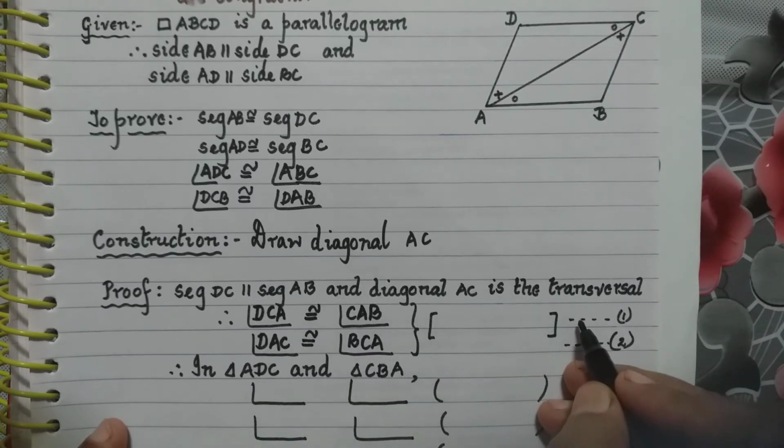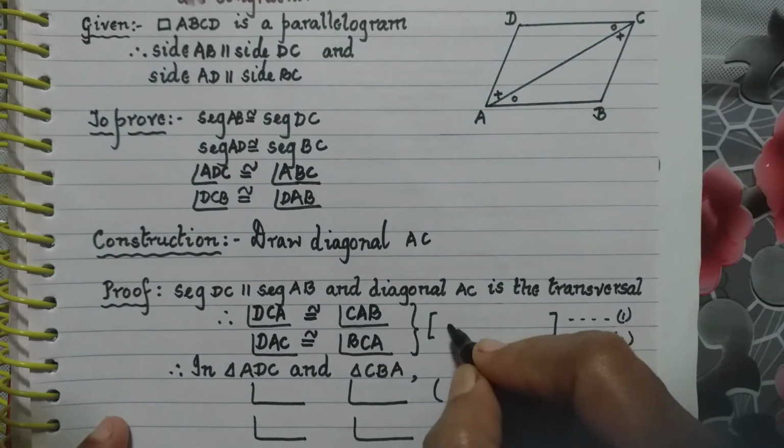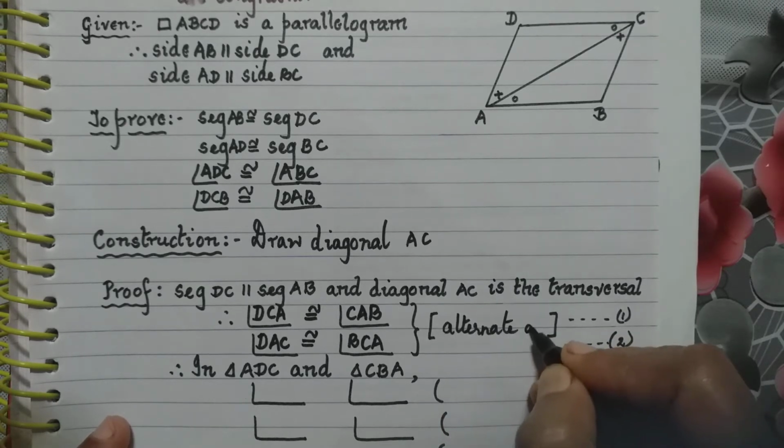Now what is the reason here? We said that they form a pair of alternate angles. So I write here alternate angles.